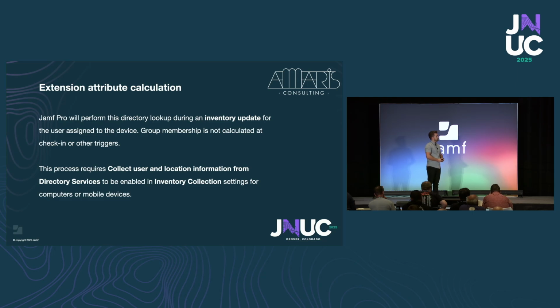Now, the extension attribute calculation, the way it works, depends as well on you checking that box for the collect user and location information from directory services. So every time there is an inventory update, this extension attribute's value will get updated. So if I remove myself from the IT team group in Entra ID, and I do a manual inventory update with the Jamf account and the terminal or the policy runs, then only after that update inventory will I see that in the extension attribute value. IT team doesn't show up there anymore.